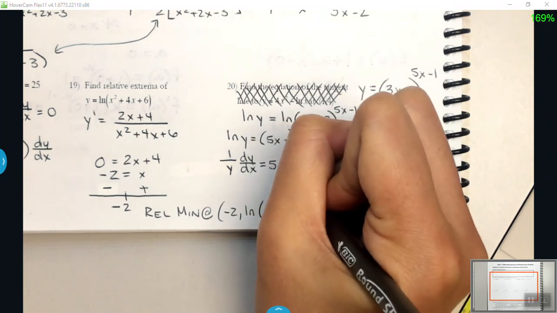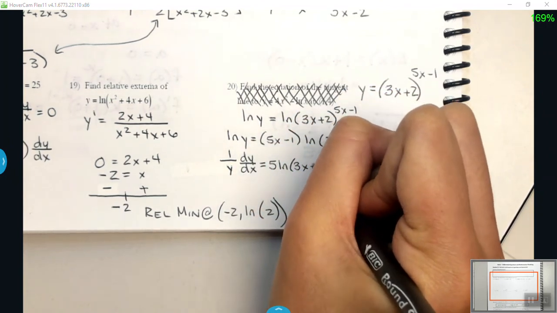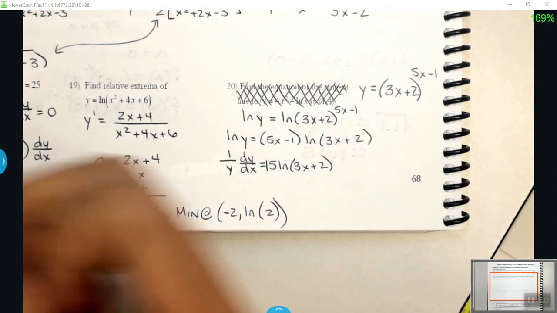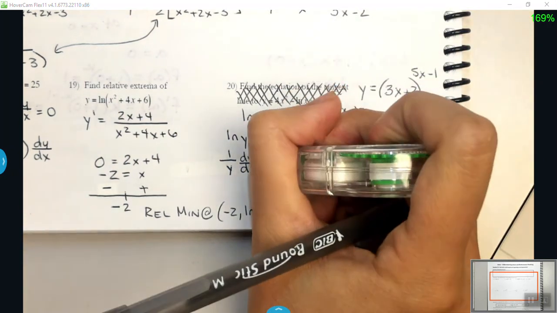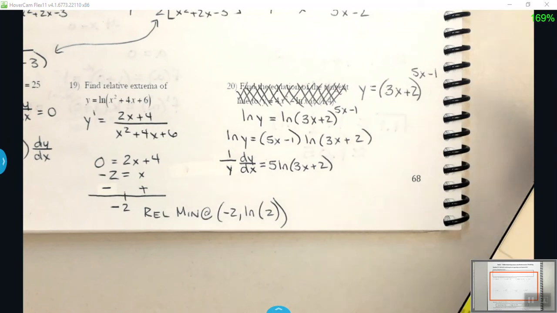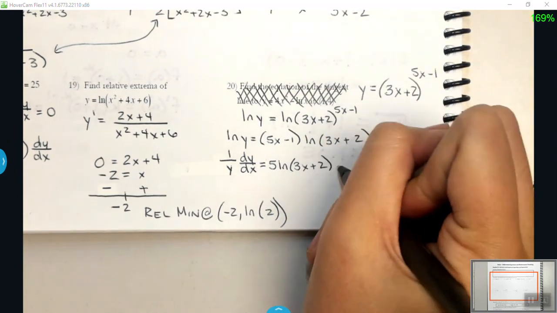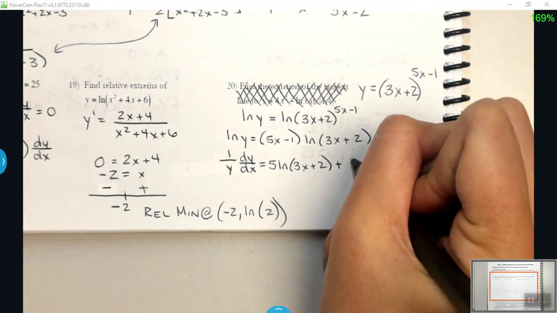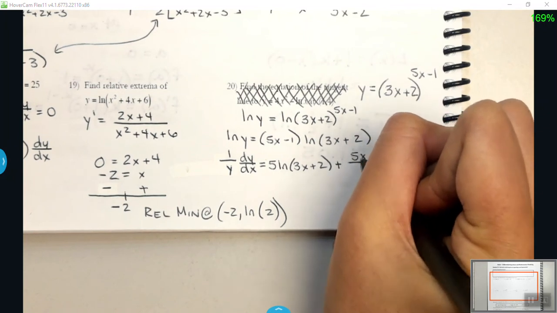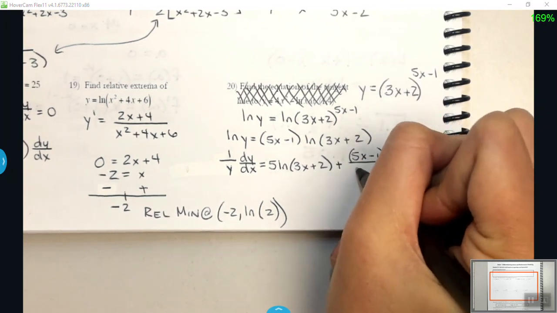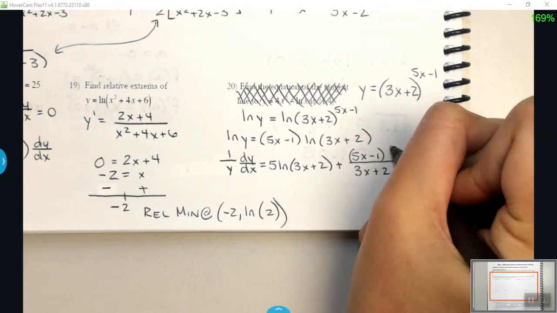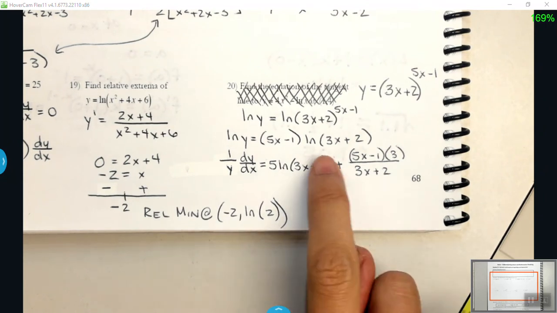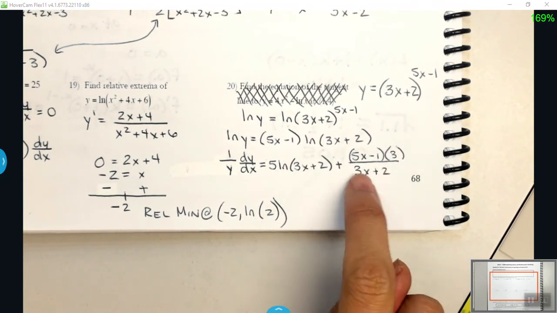So 5 natural log of 3x plus 2 times 3. So I should make that 15. Wait, no, because I didn't take the derivative of that one, just 5. Just 5 natural log of 3x plus 2, plus 5x times 1 over 3x plus 2 times 3. Okay, because I took the derivative of the natural log and it becomes 1 over 3x plus 2 times 3.